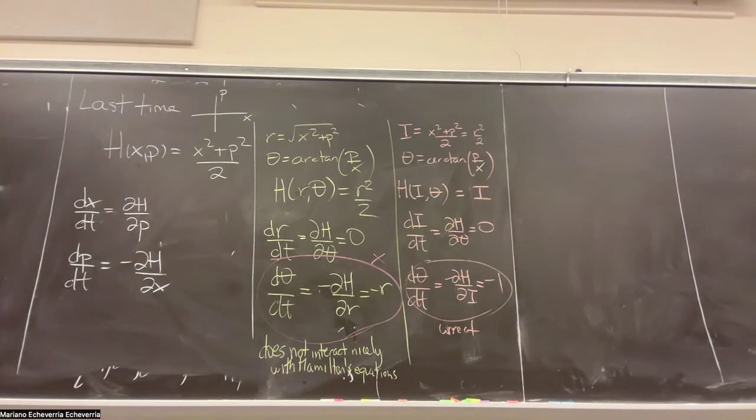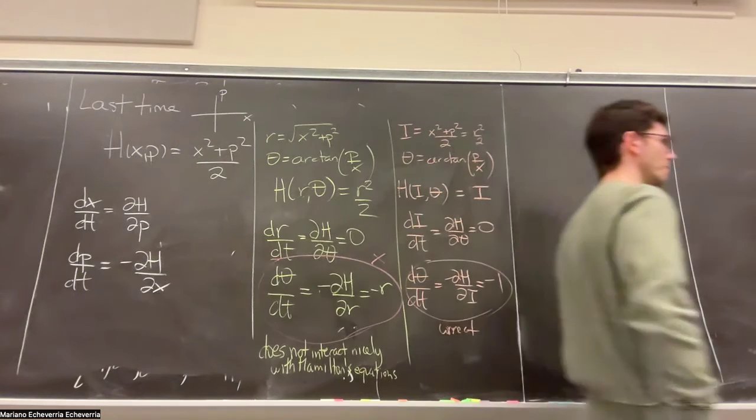So let me give you the, oh yeah, sorry. What exactly would the interpretation of the Hamiltonian of I, theta be?